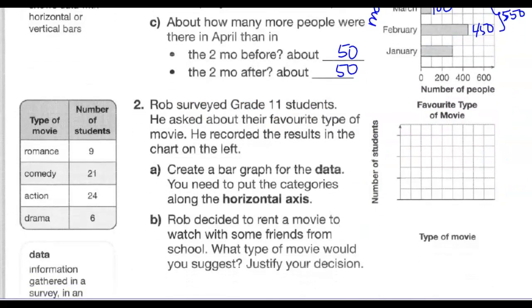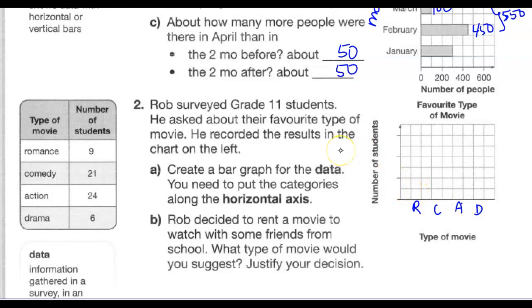Okay. Next one, Rob surveyed grade 11 students. He asked about their favorite type of movie. He recorded the results in a chart on the left. To create a bar graph for the data, you need to put the categories along the horizontal axis. So romance, comedy, so basically there's 4. For a bar graph, we like to have, if we can, spaces in between because it's not continuous. So I might put this is my romance, comedy, action, and drama.